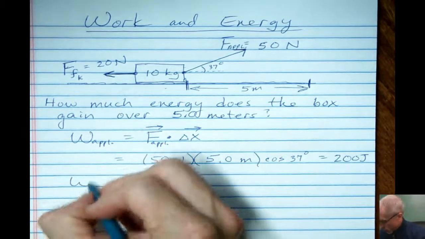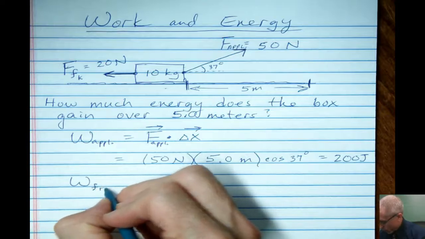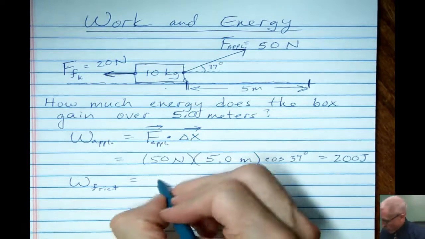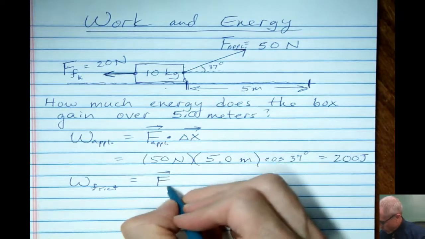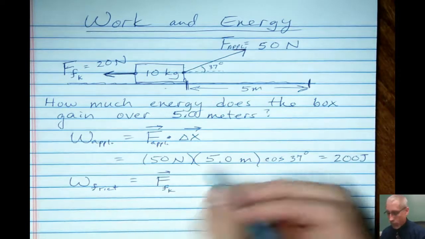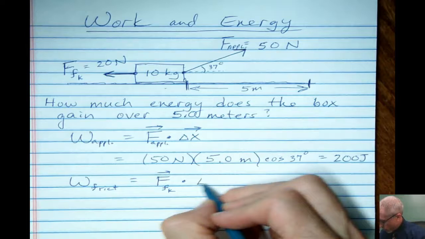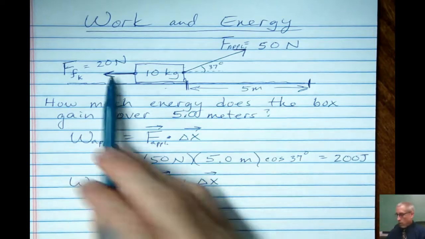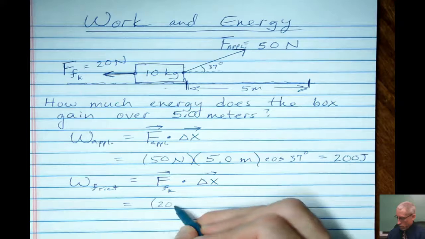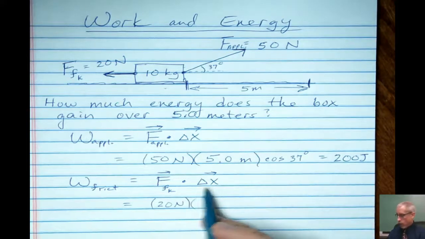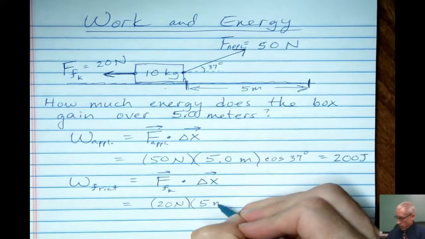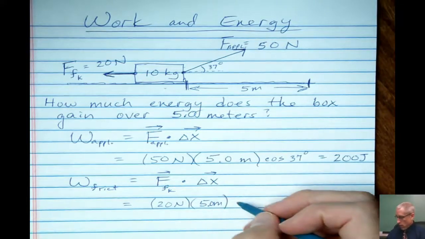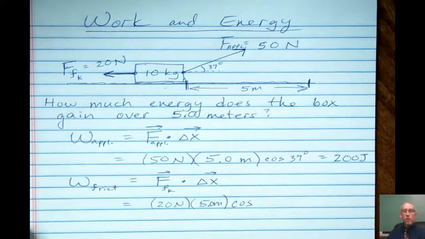So let's calculate the work done by the friction. And that again is the product of the friction force, this is a kinetic friction, dotted with the displacement. So the amount of friction here is 20 newtons, and we have a displacement still of 5.0 meters. And then the cosine of the angle in between those two directions.